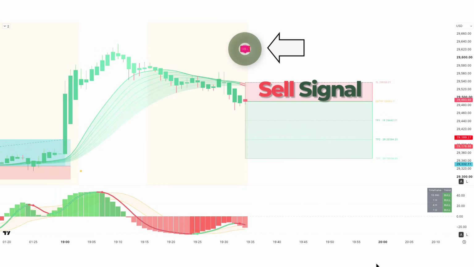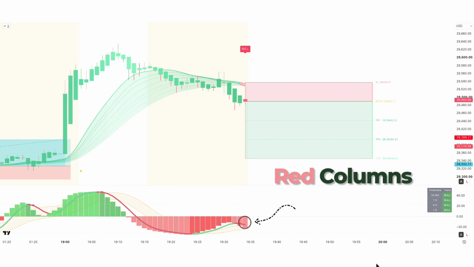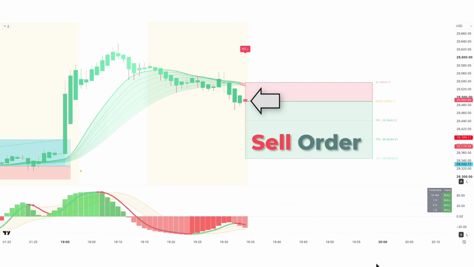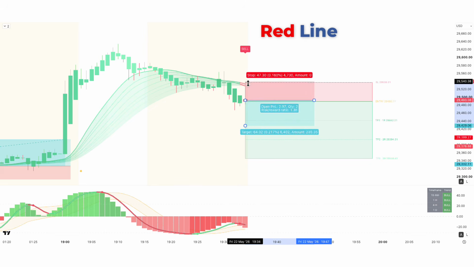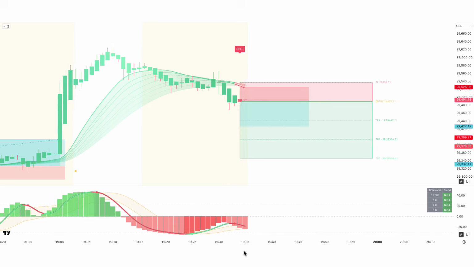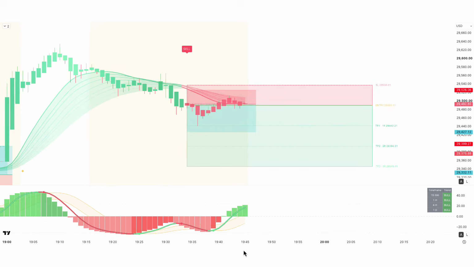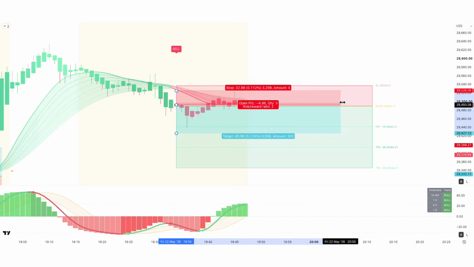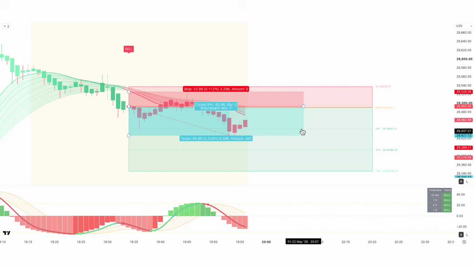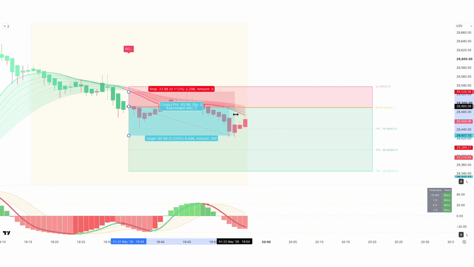Here the Adaptive Momentum Ribbon arrow down is a sell signal. Here the Xtrender indicator shows red columns. Here the market has made a bearish candle to give confirmation. So all our conditions are being fulfilled. So we are placing an order to sell. Our stop loss is to be placed at the red line. And the risk to reward ratio will be 1:2. Let's see what happens to our trade. Our trade is running in profit. We have won the trade. Let's find the next trade.